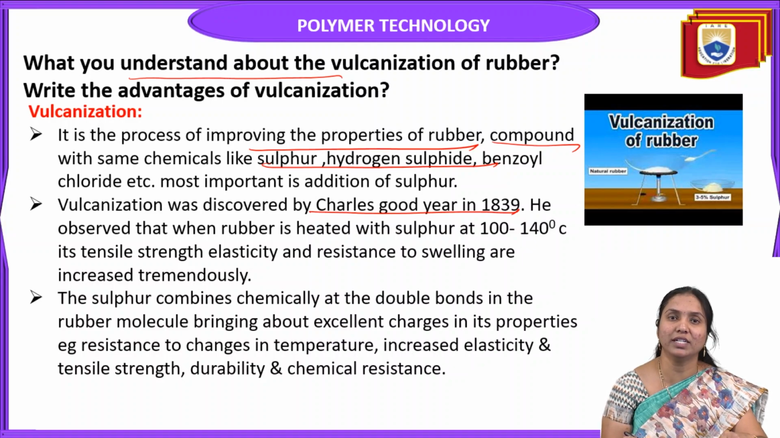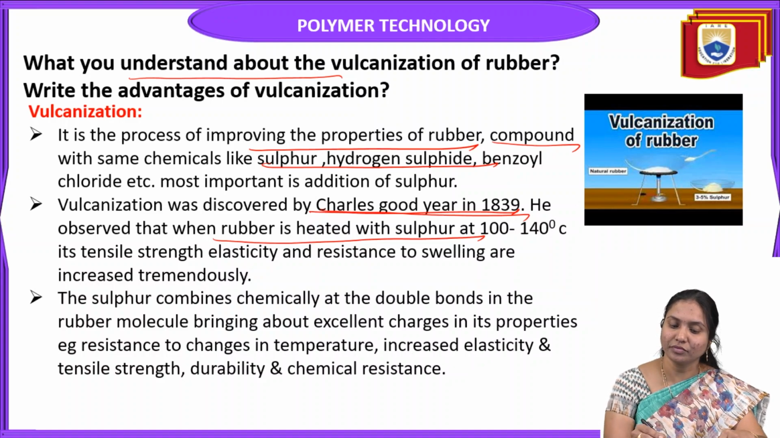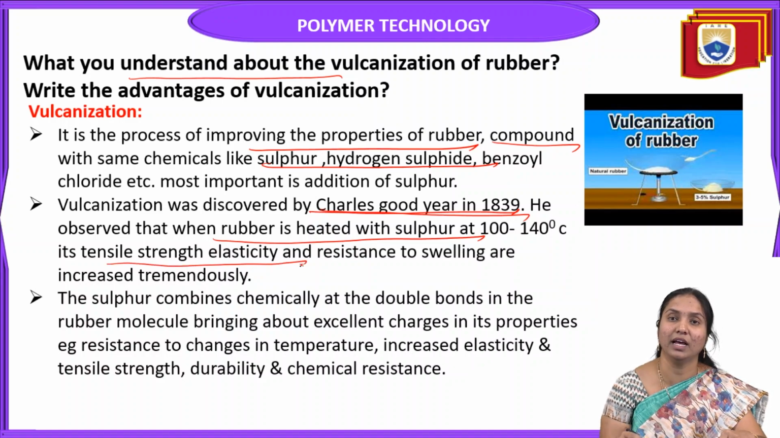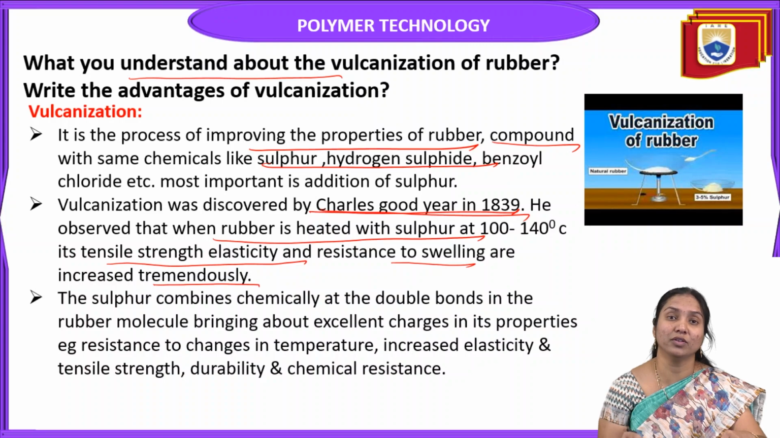Most important is the addition of sulfur. This process was introduced by Charles Goodyear in 1839. He observed that when rubber is heated with sulfur at 100 to 140 degrees centigrade, its tensile strength, elasticity and resistance to swelling are increased tremendously. So simply we say this process is used to improve the properties of rubber.